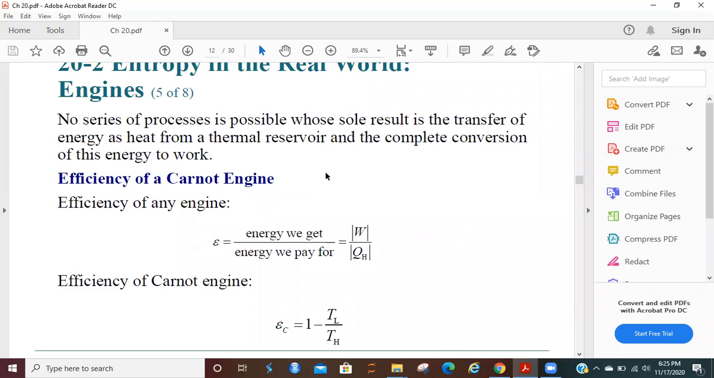So no series of processes is possible whose sole result is the transfer of energy as heat from a thermal reservoir and the complete conversion of this energy to work.